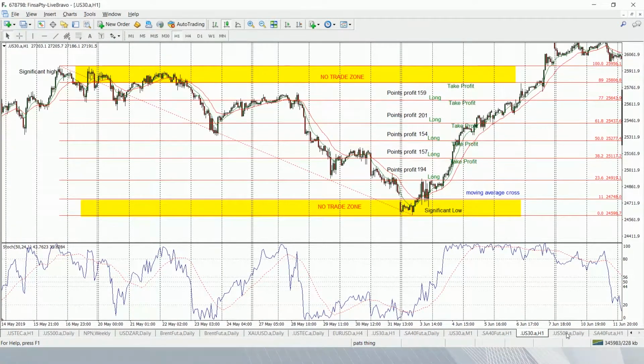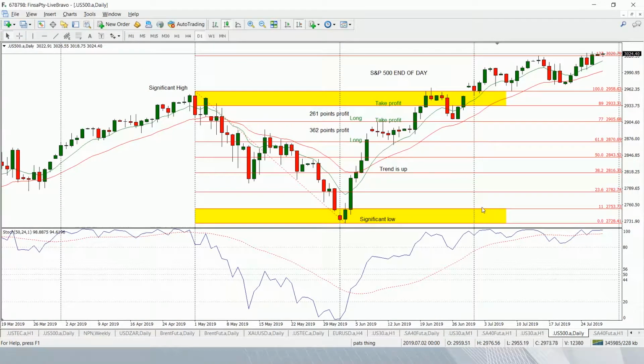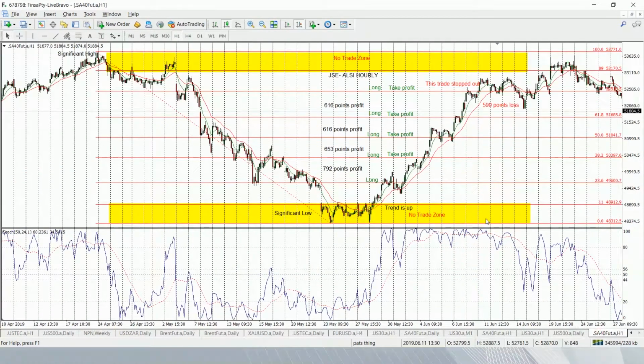Another nice example is the S&P on the end of day time frame. You can see here in the direction of the trend, which we will discuss just now, there's our trigger long, take profit, trigger long again, take profit. And the last example here, just on the hourly chart, is the South African 40 or the ALSI. Once again, in the direction of the trend, long, take profit, long, take profit, long, take profit. And then in this final trade, we stopped out over there.